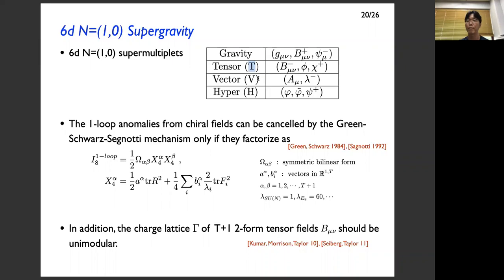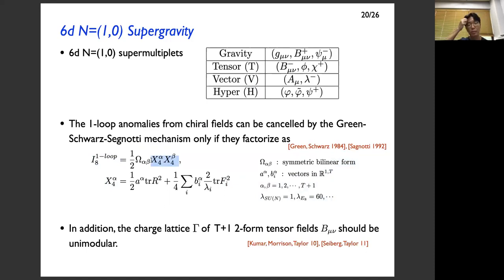Okay. So 6D N=(1,0) supergravity theory is determined by choosing the number of tensor fields and also the type of gauge symmetry and the representation of the hypermultiplets under the gauge transformation. Since it's a chiral theory, we have chiral anomalies, so we have some constraints coming from anomaly cancellation. One of the anomalies comes from the chiral fields, the chiral two-form field and the chiral fermions. Their contribution can be canceled by the Green-Schwarz-Sagnotti mechanism if this anomaly factorizes in this way. Okay, so this is the factorization.